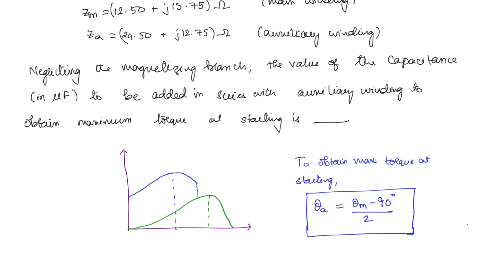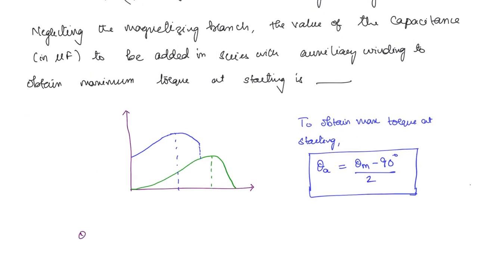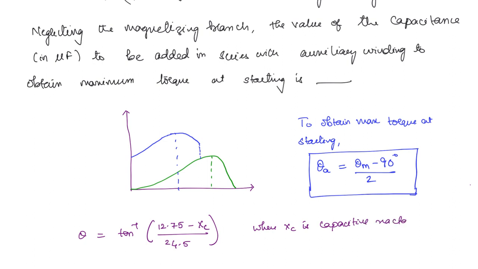So what are you going to get here? Theta A is nothing but tan inverse of the existing reactance, which is given as 12.75. Now if you include a capacitance, let us say the reactance of the capacitance is Xc, then the effective reactance will be 12.75 minus Xc, divided by the resistance, which is given by 24.5. So you can write this, where Xc is the capacitive reactance. This is theta A.